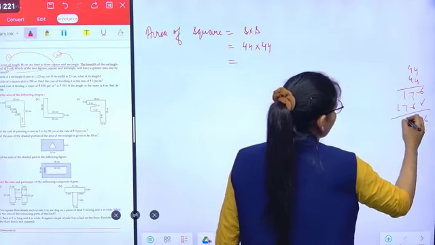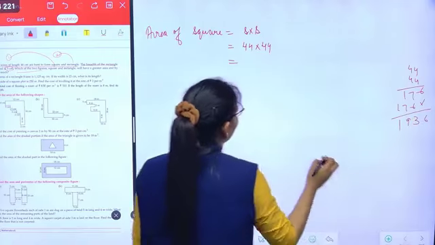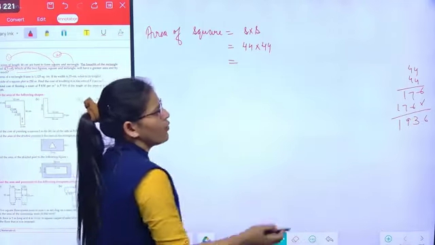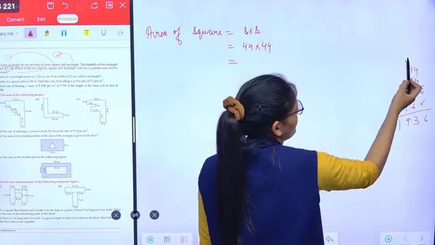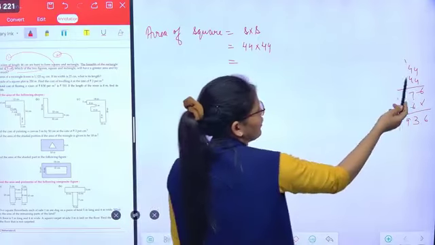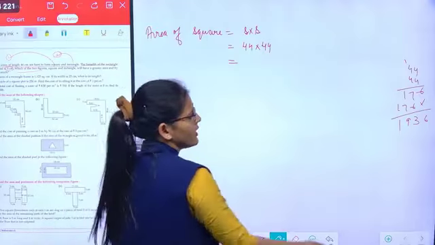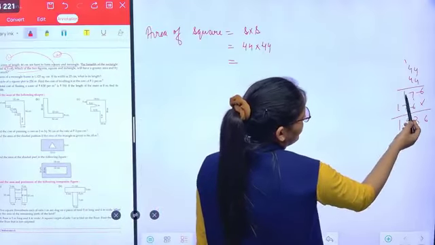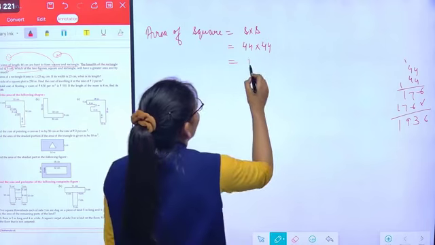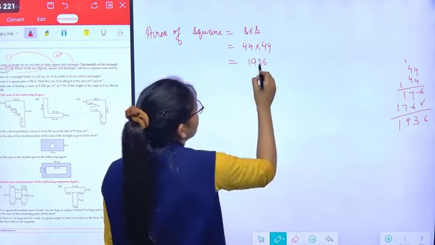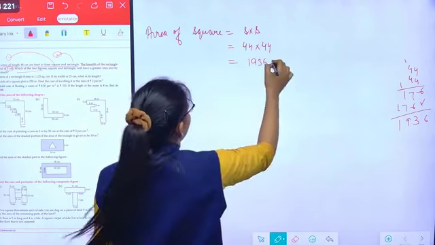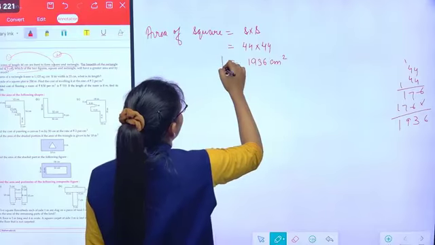Now class, 1936. Yes class, 4 4s are 16, 6 carry 1, 4 4s are 16 plus 1, 17, 6 13, 8 9. So class, 1936 centimeter square, that is the area of the square.